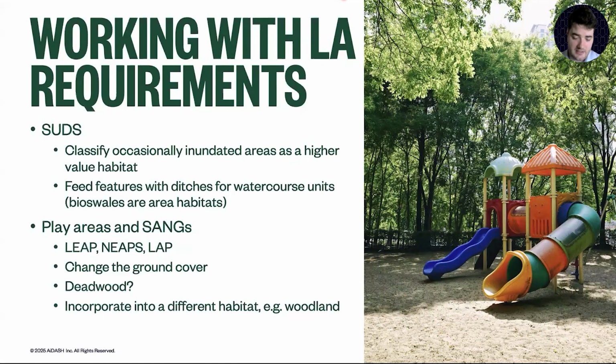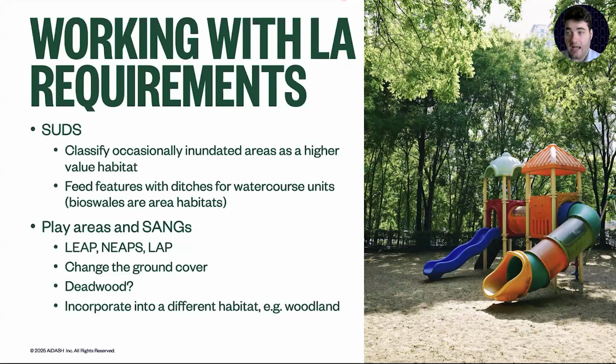Equally with SANGs or play areas, we can also be creative in terms of what ground cover we've got there. If you're not familiar with this, these are things that are mapped on CAD designs as LEAPs, NEAPs, or LAPs, those are play areas, and SANGs are suitable alternative natural green space, I think that's what it's called. These are all things that have to be there, but what the ground cover is and how that fits into the natural landscape is still up for debate. So can we change the ground cover?